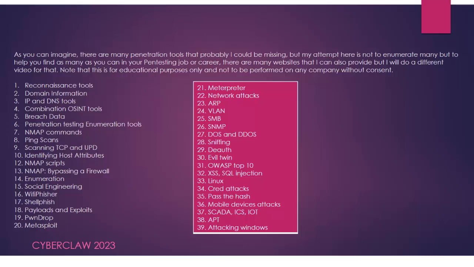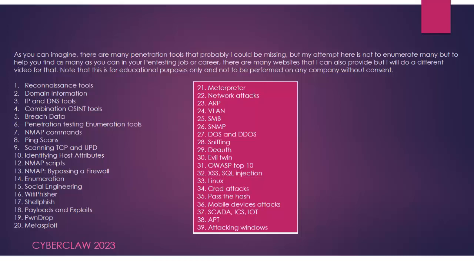Interpreter is another one. Network attacks: ARP, reverse ARP poisoning, VLAN hopping. What is it called? I think it's VLAN traversal. SNMP. Don't think about this on number 27, DOS and DDoS. DOS is denial of service, and DDoS is distributed denial of service, which I will explain in my video.